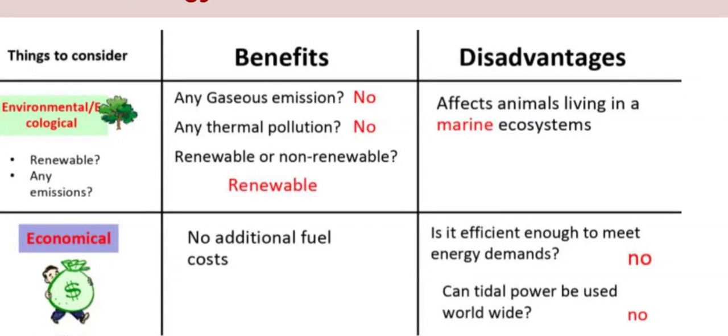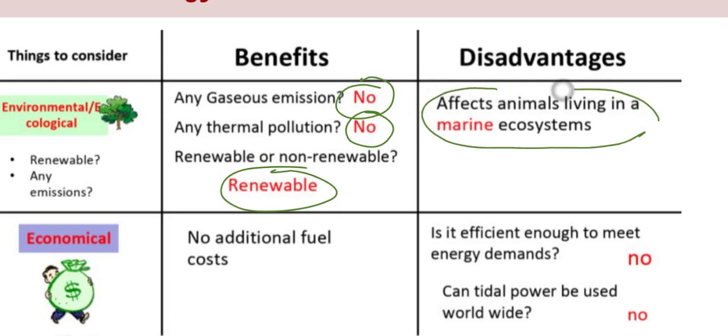Also, benefits and disadvantages of tidal energy. Are there any environmental? No gases are produced, no thermal pollution either, and it is renewable. It's just going to keep going as long as we have a tide. There are some disadvantages in that it may affect aquatic animals living in that environment. There's no fuel costs, so no cost there. Relatively inexpensive compared to some other energy plants. It's not efficient enough to meet all of our demands, and we don't have enough resource areas where we can use it. Can it be used worldwide? No, can't be used in Alberta. We don't have that kind of tide.